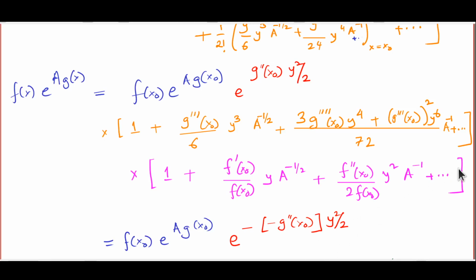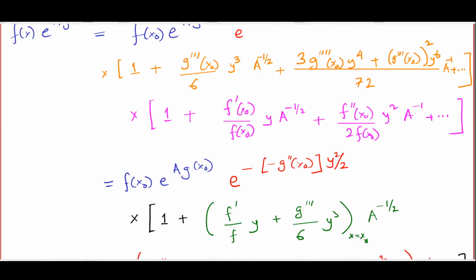I have emphasized that here in the next stage by showing explicitly that minus g double prime x0 comes with an overall minus sign here. This quantity minus g double prime x0 of course is positive. But before we go there, what about the correction terms? You get this correction term or this bunch of correction terms from e to the power a g x.